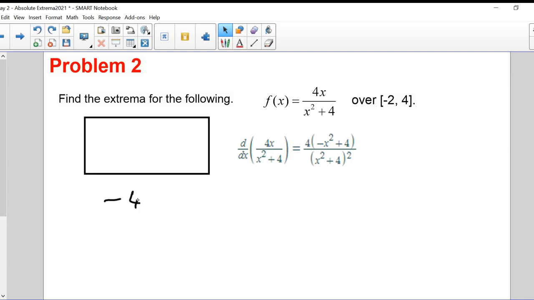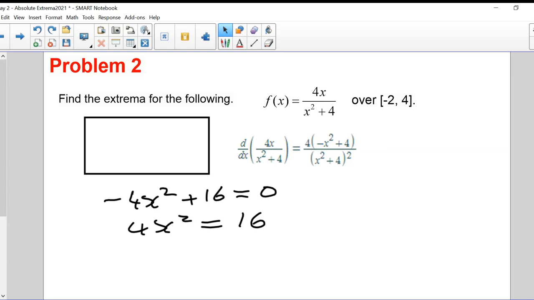Minus 4x squared plus 16 is equal to 0. So therefore, let's put the 4x squared and set it equal to 16. Right? That obviously should make sense.